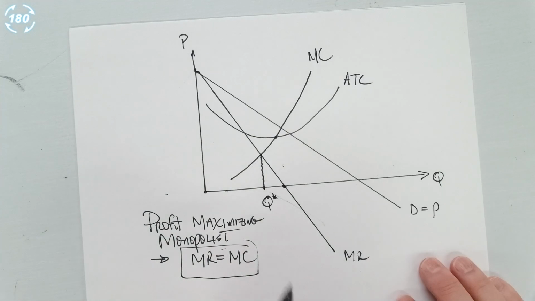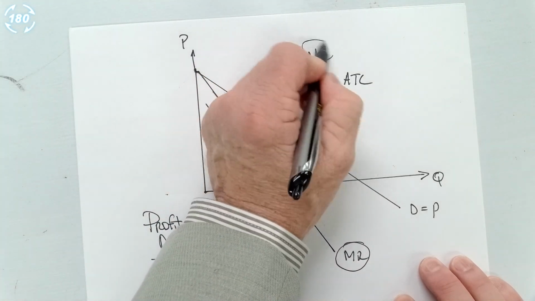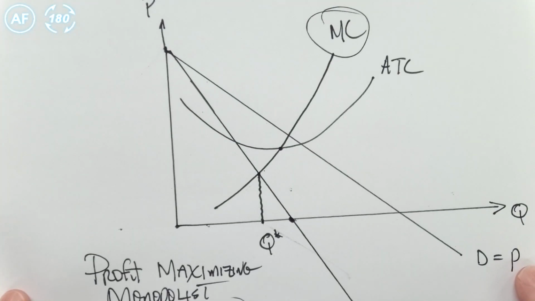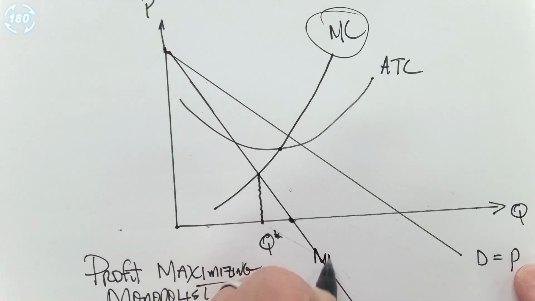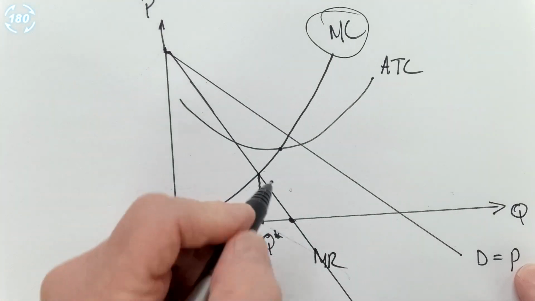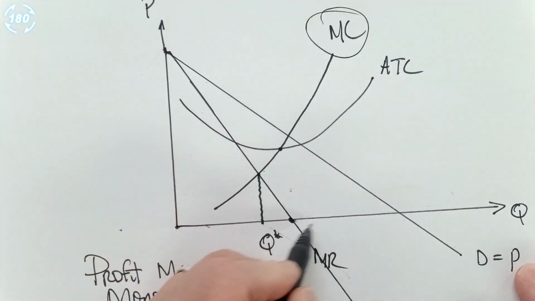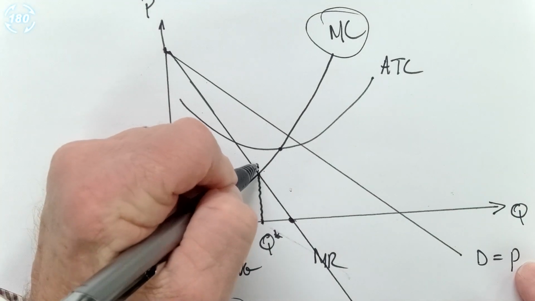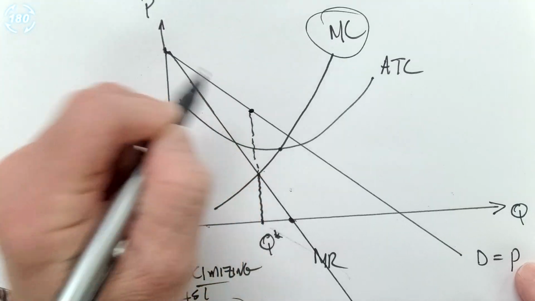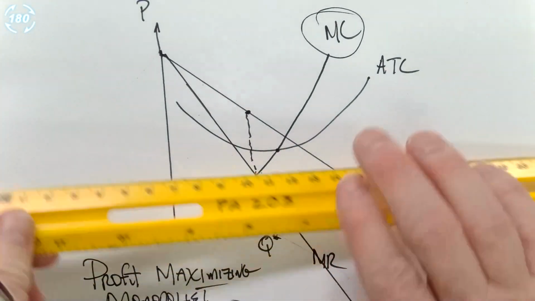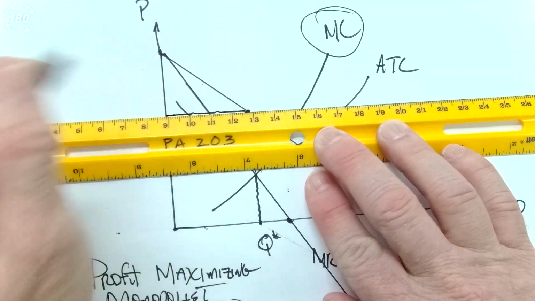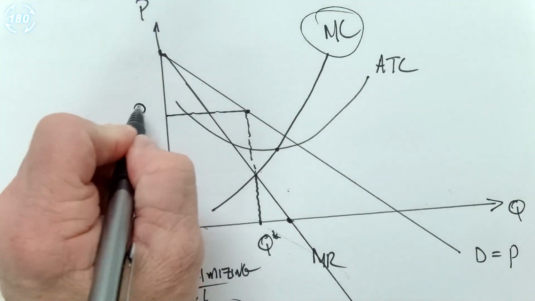Notice at this level of output, marginal revenue equals marginal cost, okay? Those two are equal. Here, I'll put marginal revenue again. So this will tell me the quantity I want to produce at. The price I want to charge is found by the demand curve. So I extend this on up, and then I come over here, and this is going to give me the price. I'll call this P star.